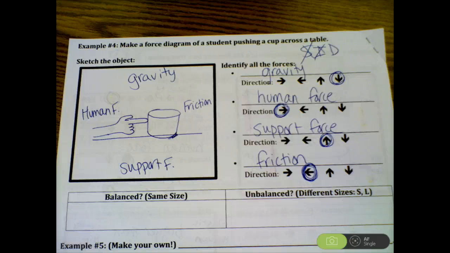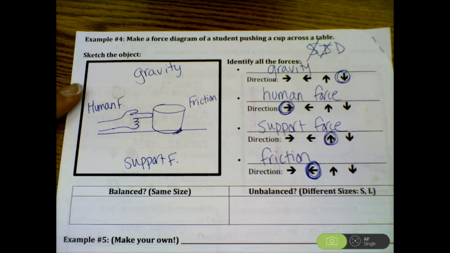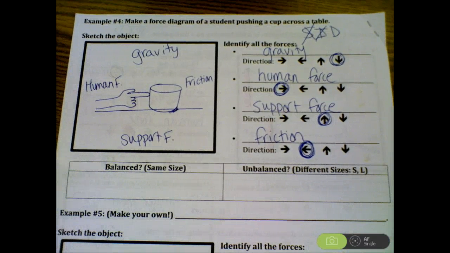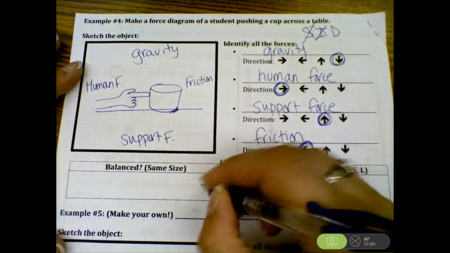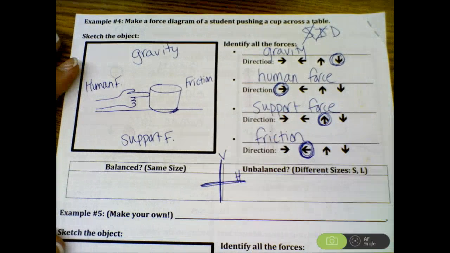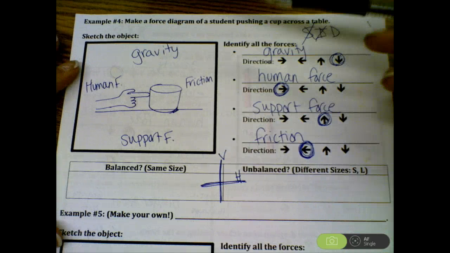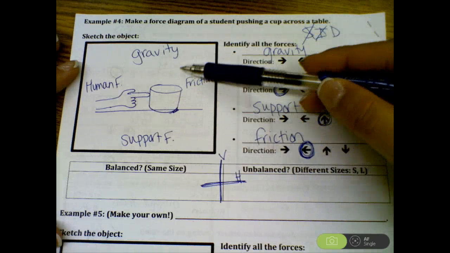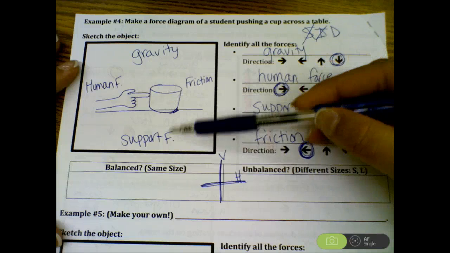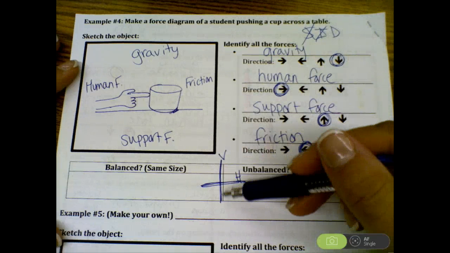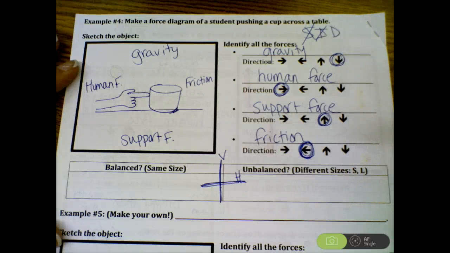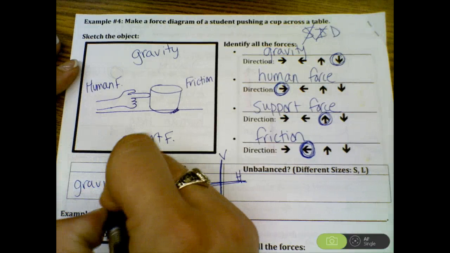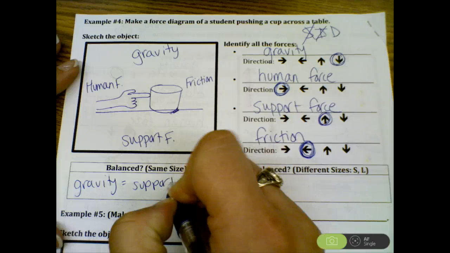Now, the last thing we need to think about is the size of these arrows. And we actually have a unique situation here where we have both balanced and unbalanced forces. We need to think about both vertical and horizontal. In this case, vertically, the cup is not going anywhere. It's not floating up in outer space. It's also not falling to the floor. So on a vertical axis, it is actually balanced. It's not moving up or down. So gravity needs to be the same size as support force.